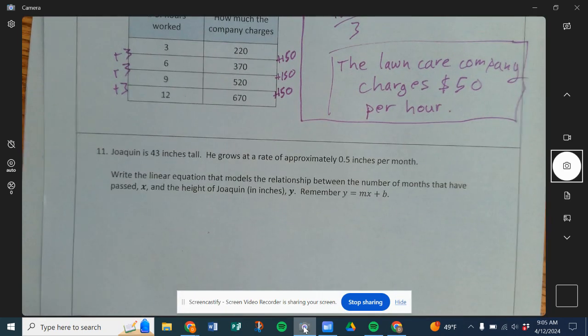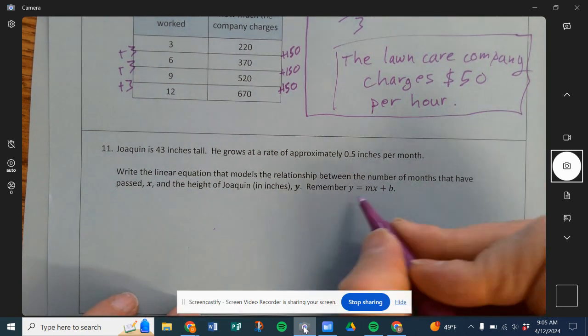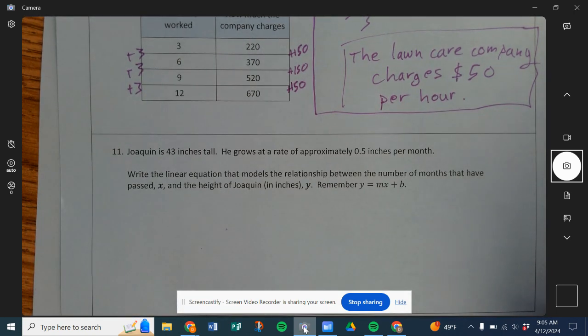Cool. Joaquin is 43 inches tall. He grows at a rate of approximately 0.5 inches per month. Write the linear equation that models the relationship between the number of months that have passed x and the height of Joaquin in inches y. Remember, y equals mx plus b. That's the equation we're looking for.